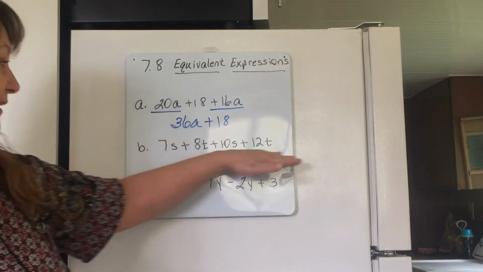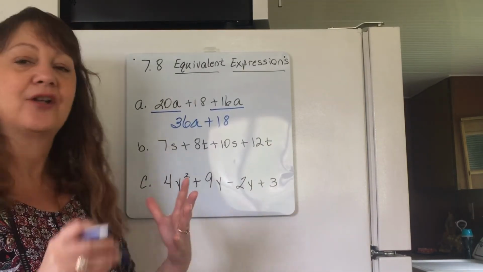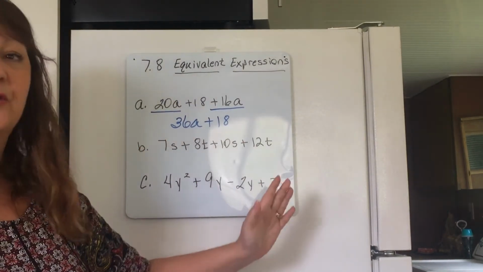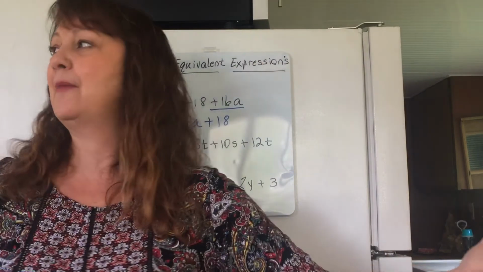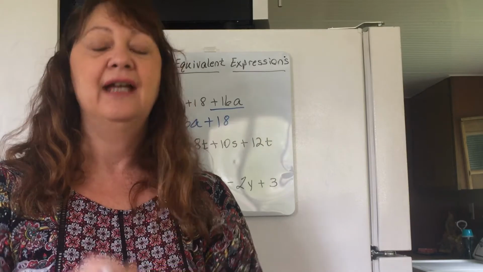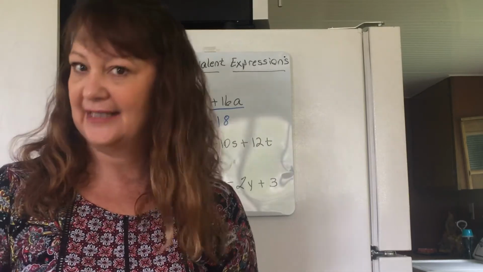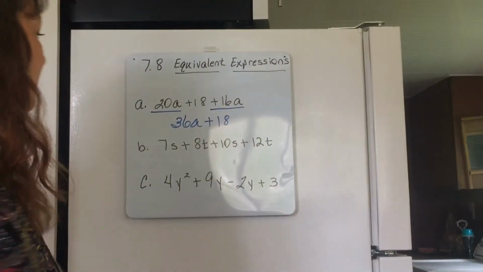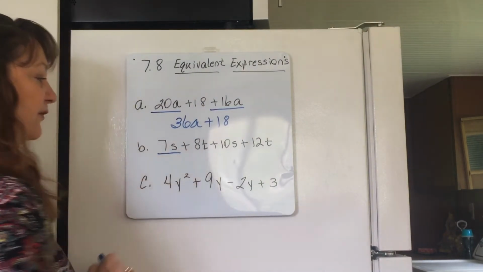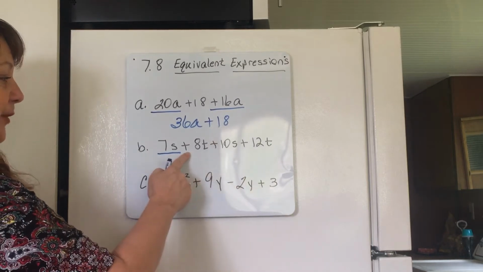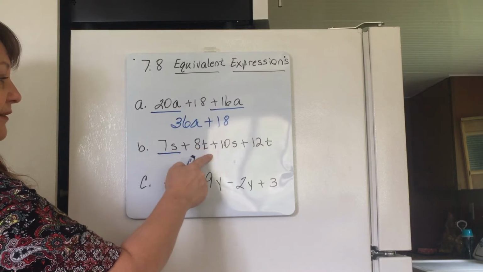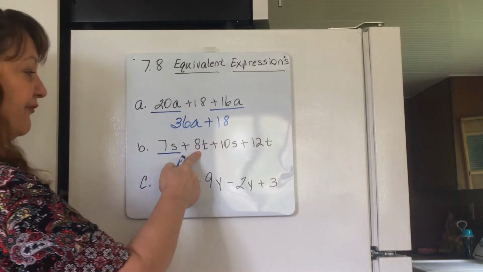Now this one might look a little scary because it's long, but trust me when I tell you, I don't care if this variable expression wrapped all the way around my classroom on every board. It's the same process. Analyze it first and then combine like terms. For example, let's start at the beginning. I have 7s. So there's that one. Can I add the plus 8t? No, because the s and the t are not like terms. So skip that for now.